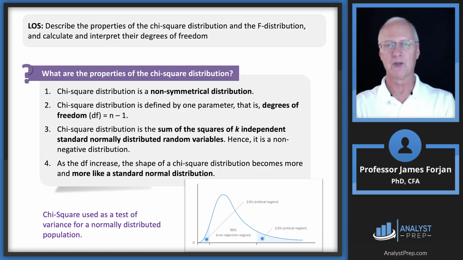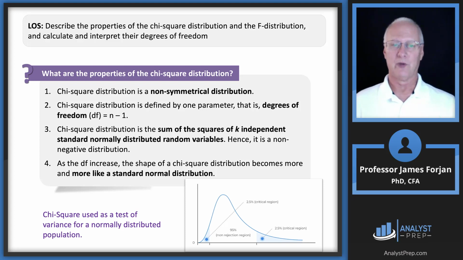So look at the picture of the chi-square distribution. You know, it starts at 0 and it has some skewness in there. So of course that's not a normal distribution. Of course, we need to be concerned about the degrees of freedom. And so notice, look at the third point, the property: the sum of the squares of k independent standard normally distributed random variables. So therefore, again, chi-square is non-negative. That's important.